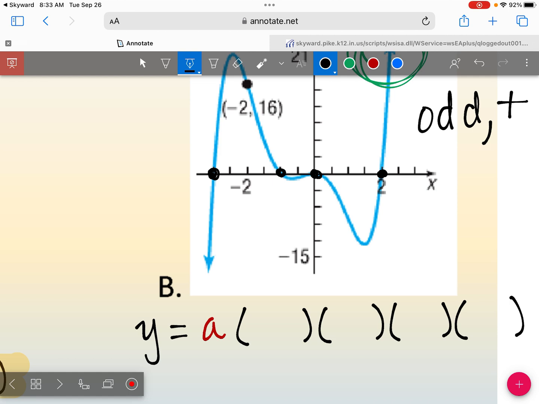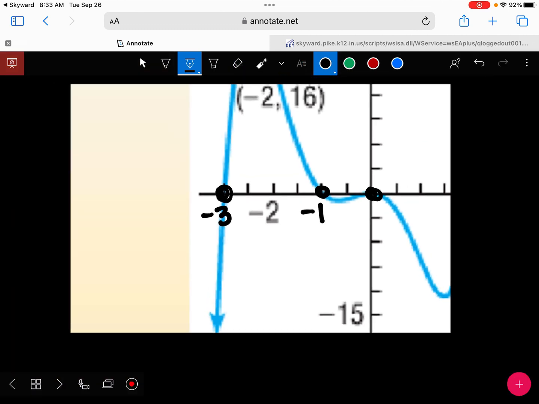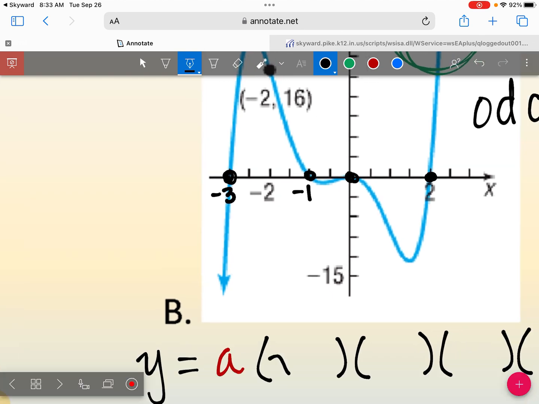So my first factor, now this graph, you got to look at it and figure out how it's scaled. But this graph is counting by a half. So this is actually -1 and this is -3. So my first 0 is at -3, which means my factor would be x plus 3. Do you think that x plus 3 factor is to the power of 1, or is it going to be squared? 1, because it's going through.